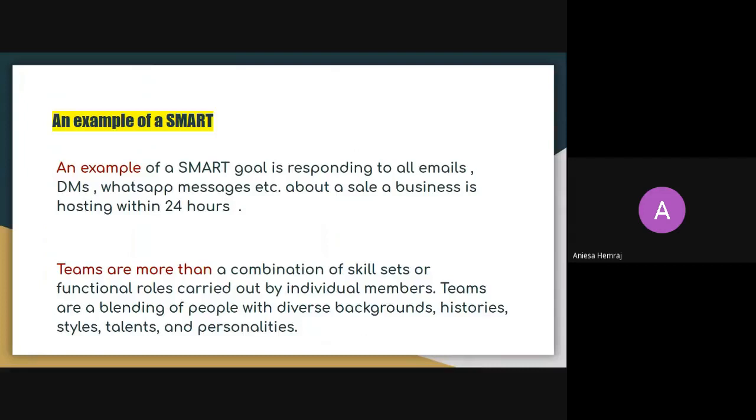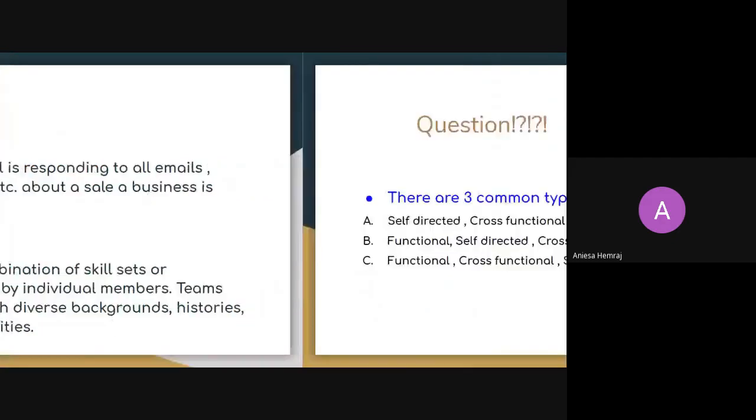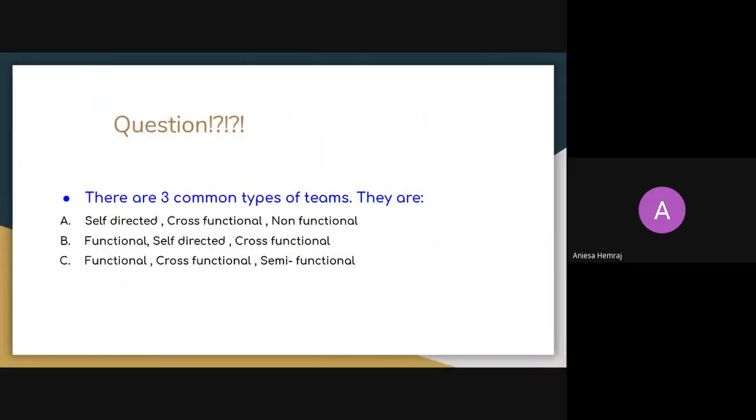So an example of SMART is a business responding to emails, DMs, WhatsApp messages, etc. about a sale that they're having within 24 hours. Teams are more than a combination of skill sets or functional roles carried out by individual members. Teams are a blend of people with diverse backgrounds, histories, styles, talents, and personalities. So question. There are three common types of teams that I mentioned before. What are they?